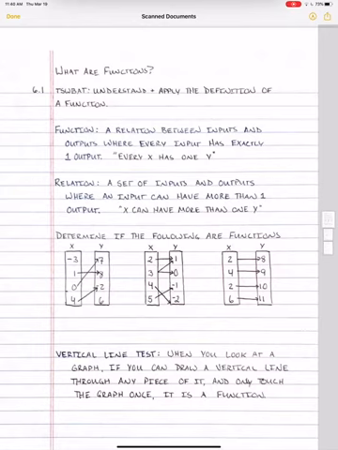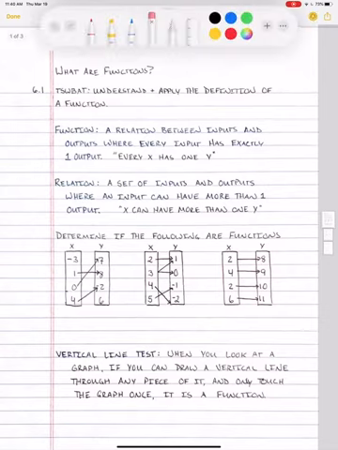A relation is a set of inputs and outputs where an input can have more than one output. So you can put one thing in and get two things out. Okay, that's a relation. For a function, if you put one thing in, you can only get one back out. Okay, 1 to 1. So that's the difference there. So we're going to look at this first set of examples. It says determine if the following are functions.